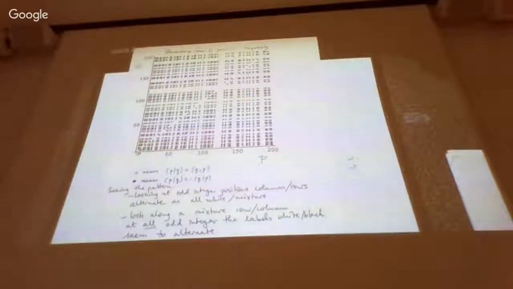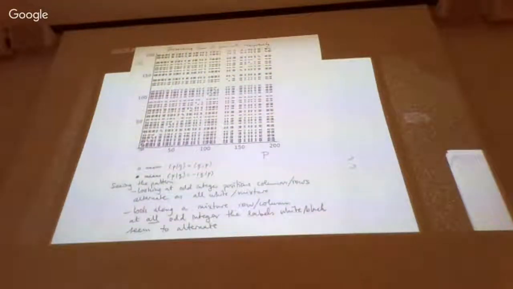This word reciprocity, reciprocal, refers to this me to you, you to me idea. Reciprocal. Reciprocal violence, they talk about sometimes. Revenge and whatnot. Reciprocity.